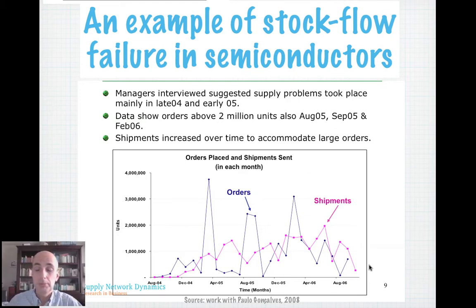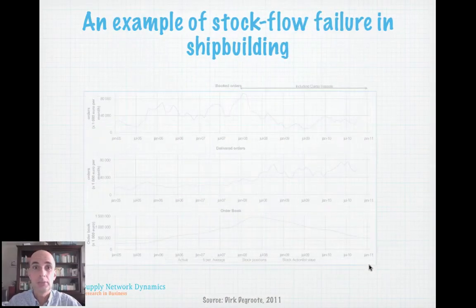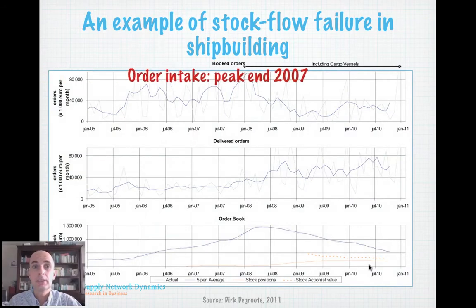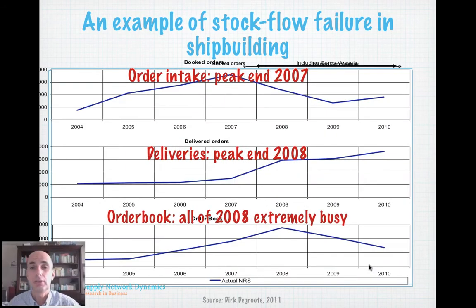That's one example where people looked at the accumulations and therefore didn't want to see that the rates weren't all that bad. Here's another example from shipbuilding. This shipbuilding company had a peak in 2007 in their order intake. There was a worldwide peak in order intake, and the end of the peak was more towards 2008 in shipments.